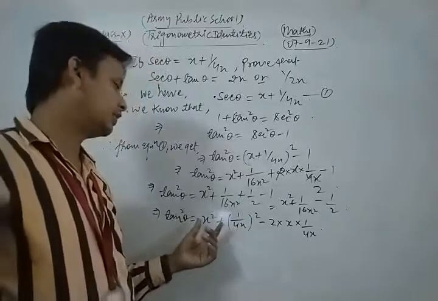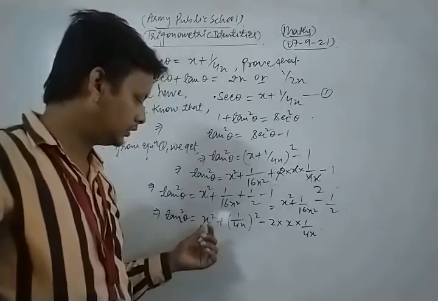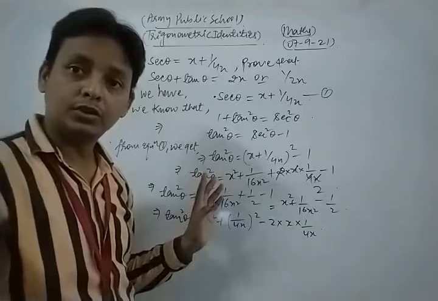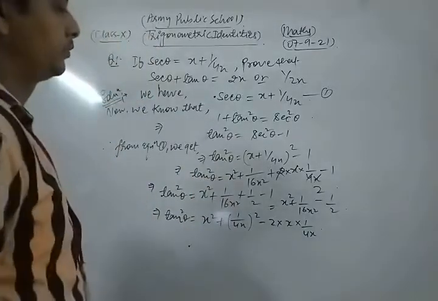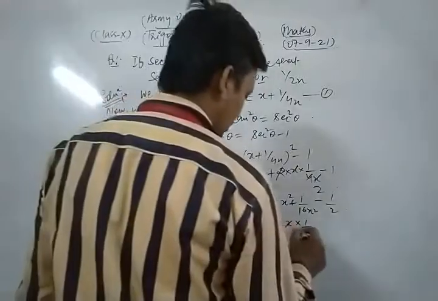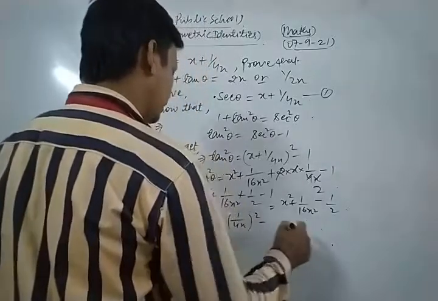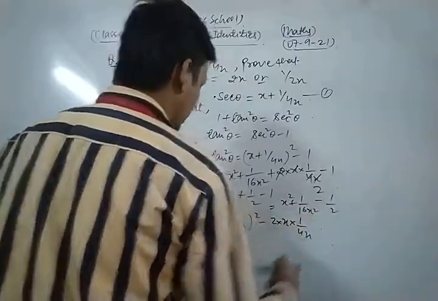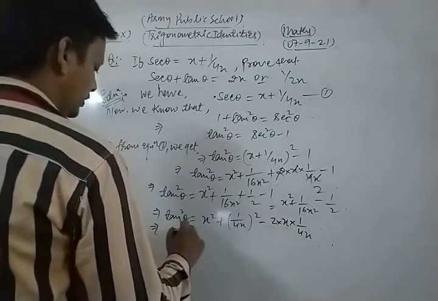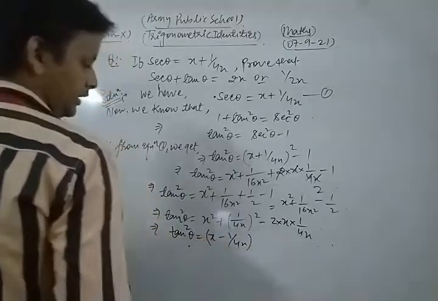Now this is based on an identity you know: a square plus b square minus 2 into a into b. Okay, now look, here the x cancel to each other, and 2 over 4 remains. Now we can write it, look, by arranging it in the form of 2 into x into 1 upon 4x. So here this is the formula a square plus b square minus 2ab, which is the formula for a minus b whole square. So tan square theta is equal to x minus 1 upon 4x, whole square.